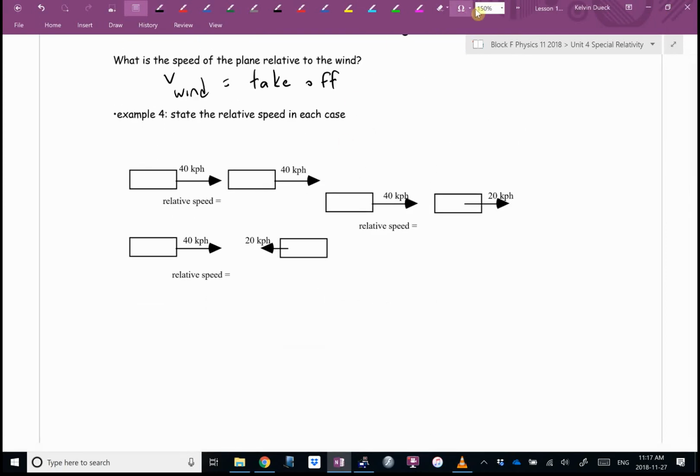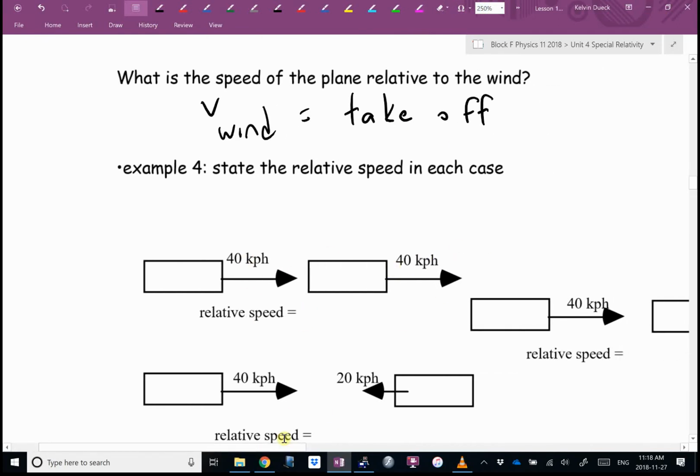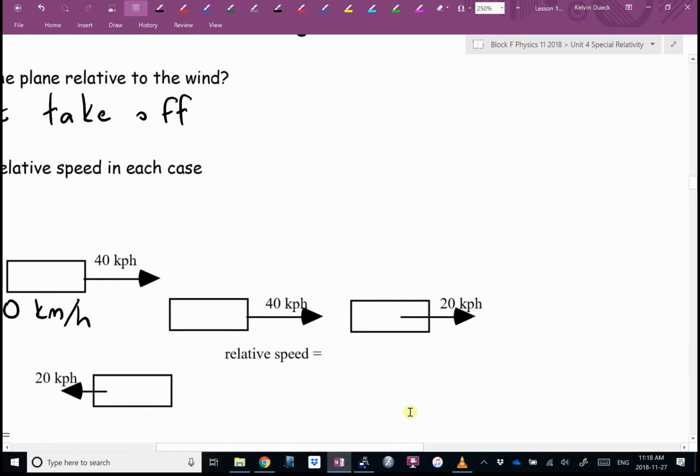State the relative speed, it says, in each case. Here are two trains, one's going 40, one's going 40. Relative to each other, how fast are they traveling? Don't overcomplicate it. If they're both going at the same speed, 0. One's going 40, one's going 20. I don't care about positive or negative, which is why I'm saying relative speed. How fast is their relative speed relative to each other? Loud and proud. 20.